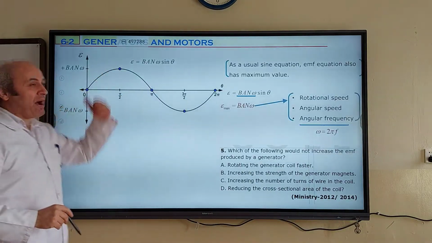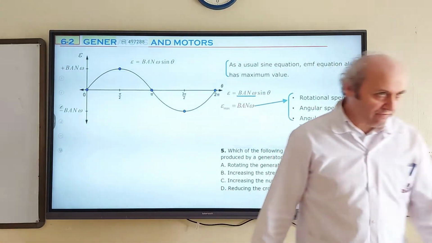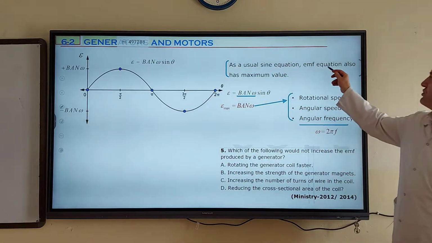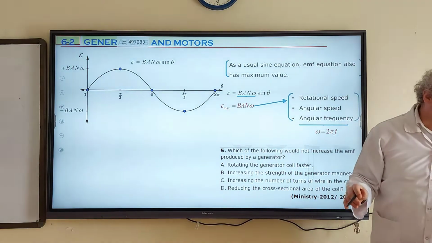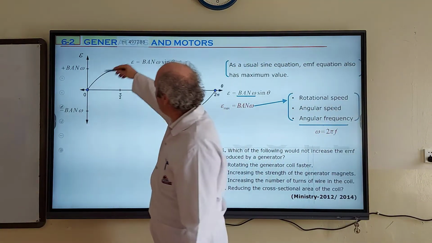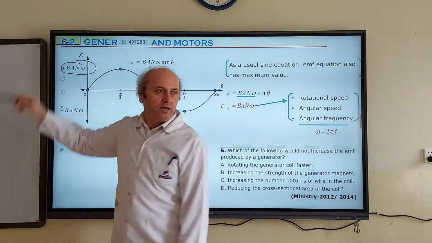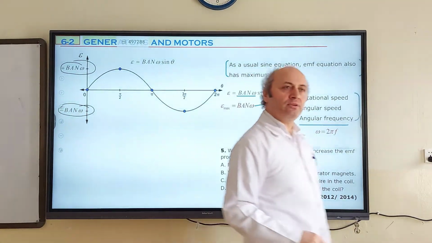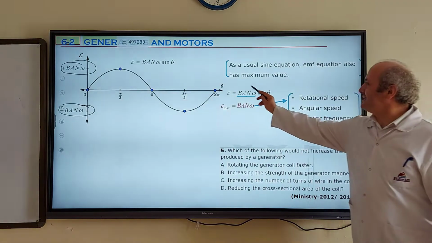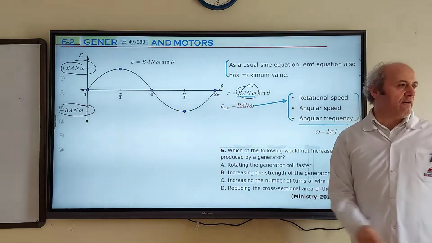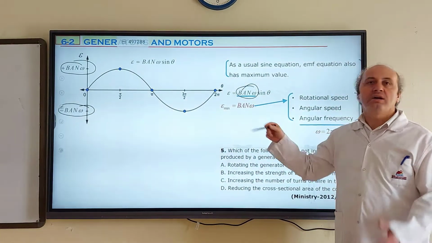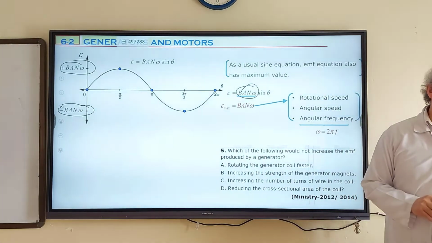And as I said, there is a maximum value for the induced EMF. As with a usual sine equation, the EMF equation also has a maximum value. Remember, we said that it changes between two maximum values, positive and negative. So that is the maximum value. This is the maximum EMF of the generator. The maximum EMF of a generator is calculated by B, A, and omega.